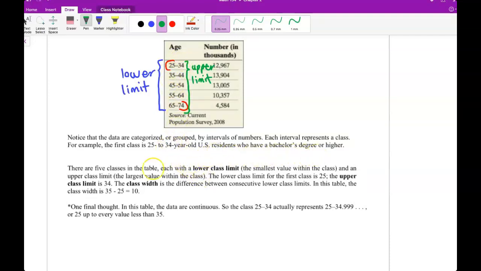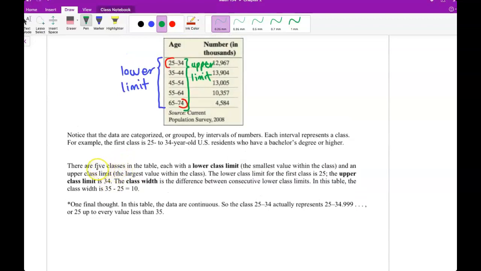Okay, so here we have 5 classes, each with a lower class limit. So as I said, on the first column we have lower limit, so that is lower class limit, which is the smallest value within the class. So the smallest value that we have here in the first class is 25. Then after that we have 25 point something, or 26, we can say 27, depending on what is the width of your class. We're gonna cover that later.